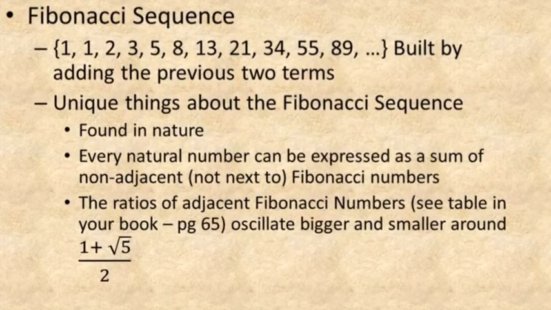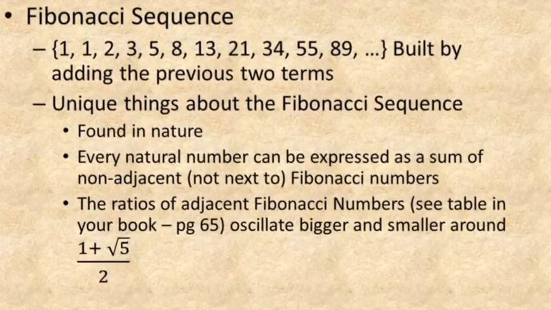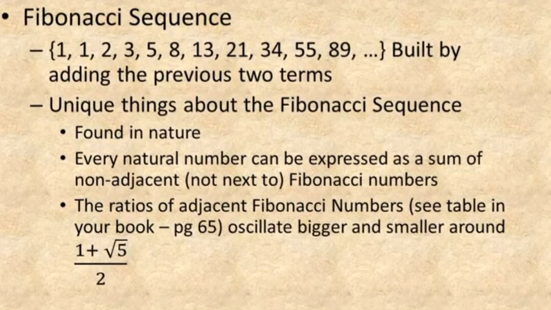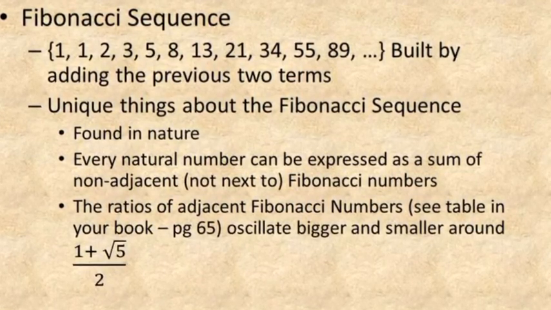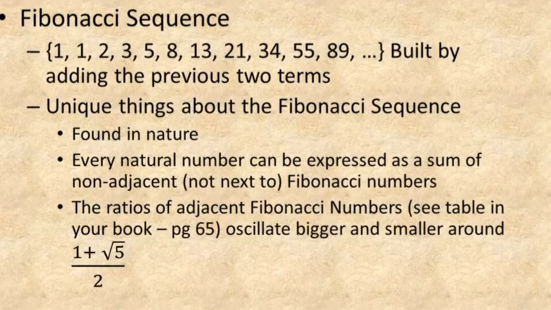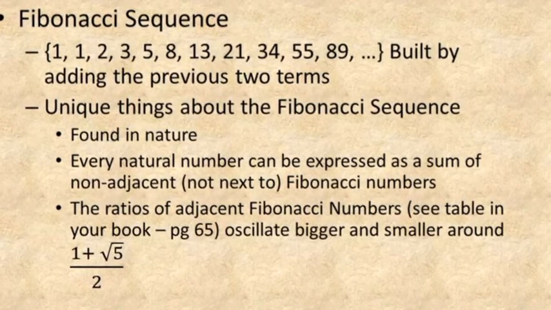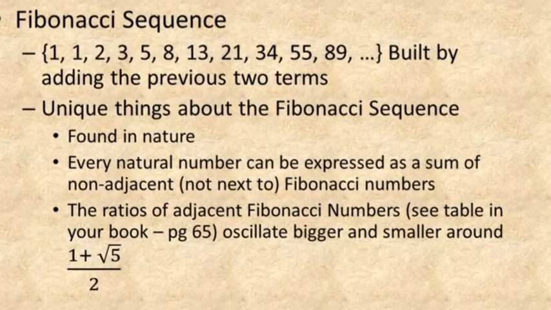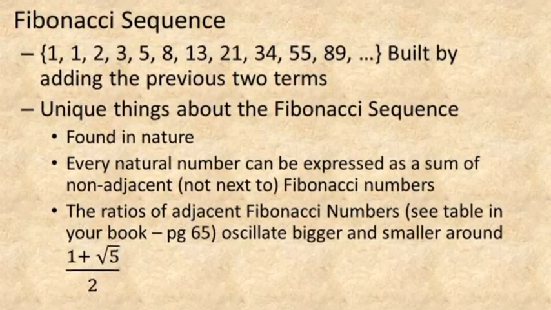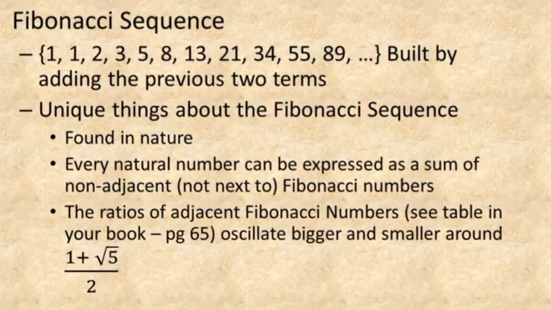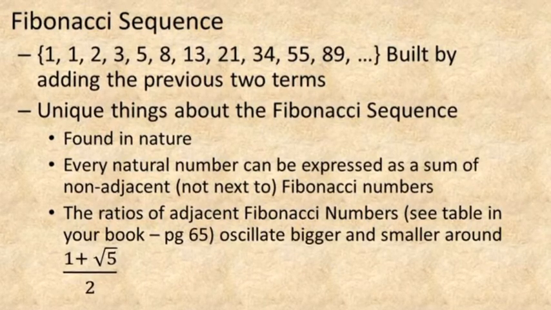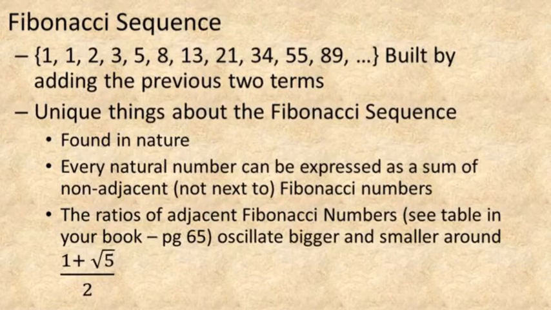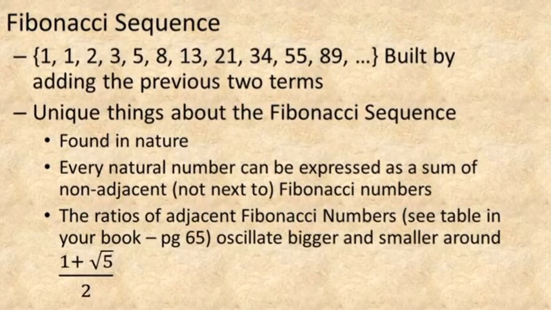The Fibonacci sequence, looking at your screen, you see 1, 1, 2, 3, 5, built by adding the previous 2 terms. Unique things about the Fibonacci sequence: they're found in nature. Every natural number can be expressed as a sum of non-adjacent Fibonacci numbers, and the ratio of adjacent Fibonacci numbers oscillates bigger and smaller around (1 plus square root of 5) divided by 2. You can see a table in your book.